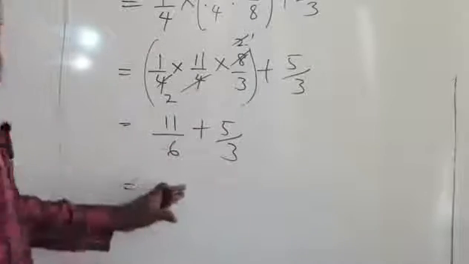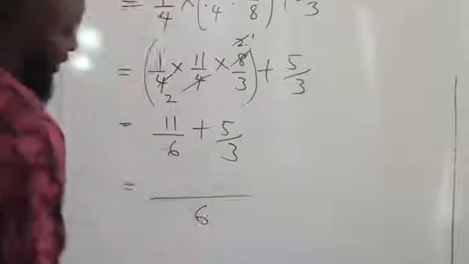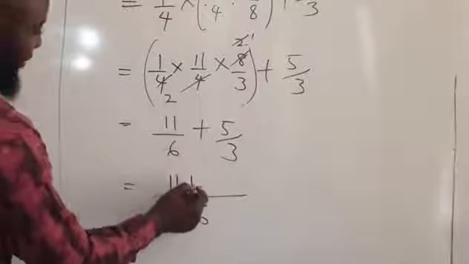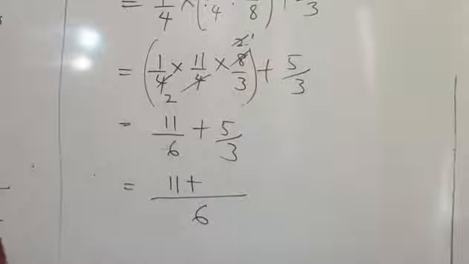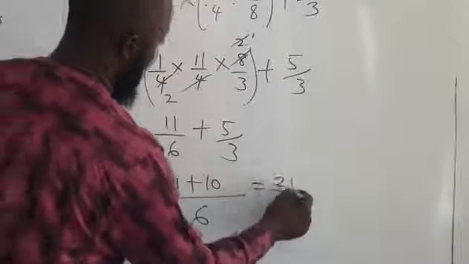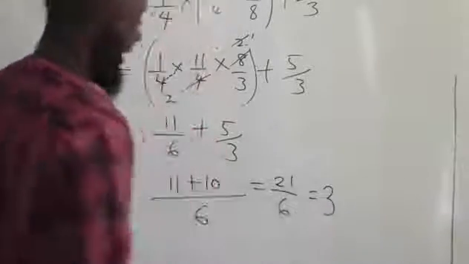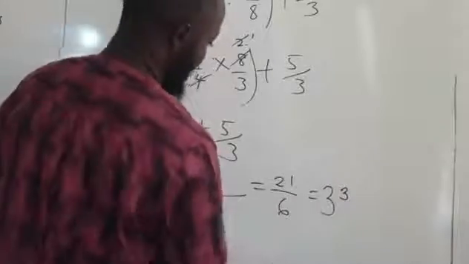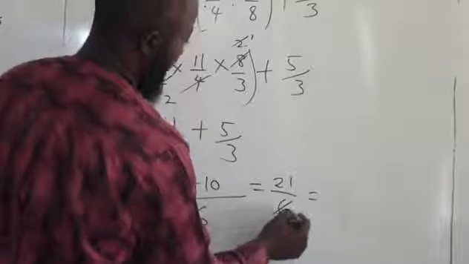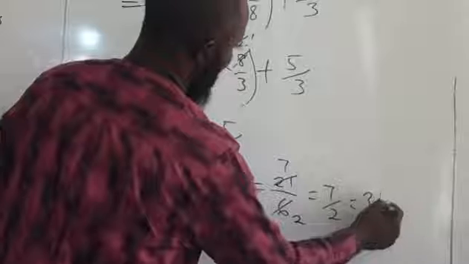So from here now we can then use what? Find the LCM of 6 and 3. So which is what? 6. So 6 in 6, 1. 1 times 11, 11. Plus 3 in 6, what? 2. 2 times 5, that is 10. Add these two together, that will be 21 all over what? 6. So 6 in 21, that is 3, which is 18. Remainder what? 3. Even before that, we can reduce this one. 3 here, 2. 3 here, what? 7. 7 all over 2, which is 3 whole number, 1 all over what? 2.